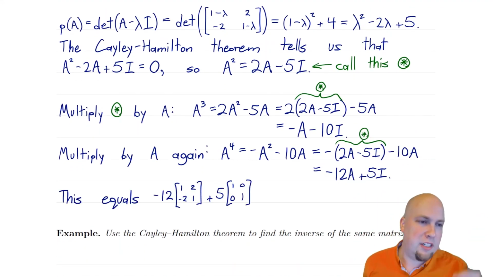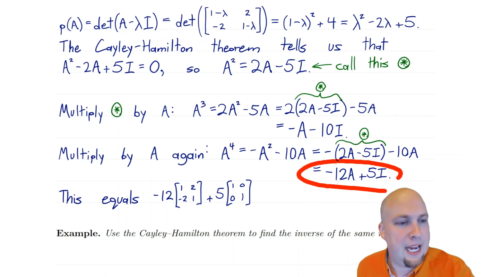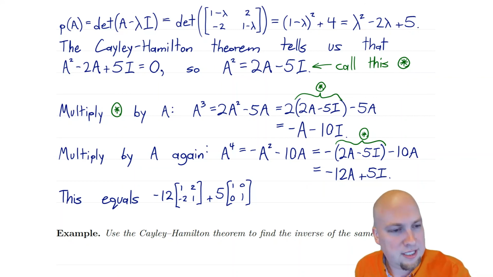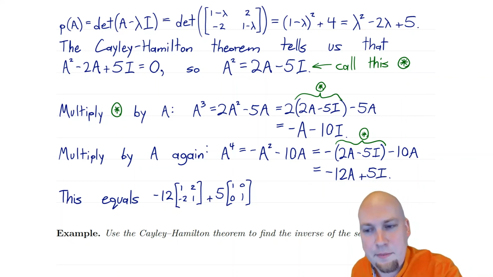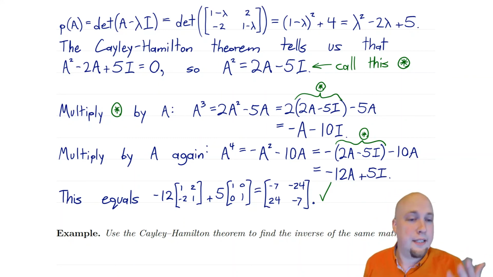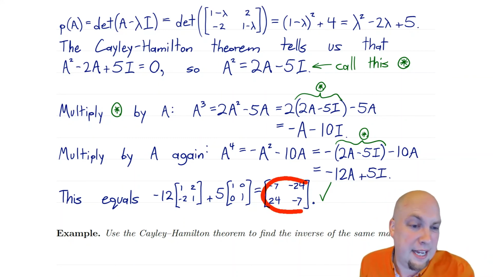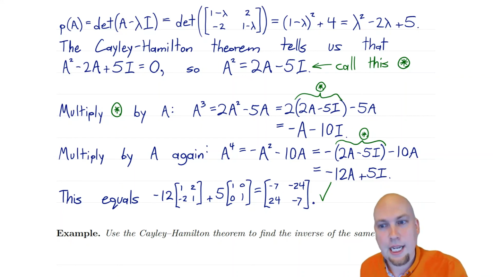Okay, and if you just want to explicitly double check this, if you want to see that this formula that we came up with here is right, just expand it out. Minus 12 times A plus 5 times the identity matrix just equals this junk here. And if you compute A to the power 4 directly, just via matrix multiplication, you'll find that, yeah, that's the right answer. Okay, so we're comfortable with that. Yeah, A to the power 4 really is this linear combination of A and I.